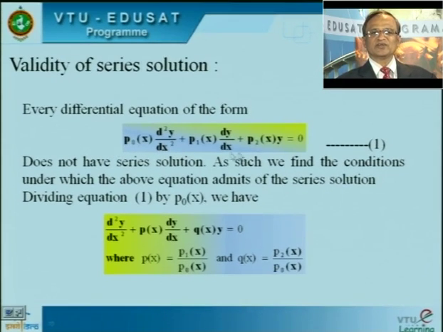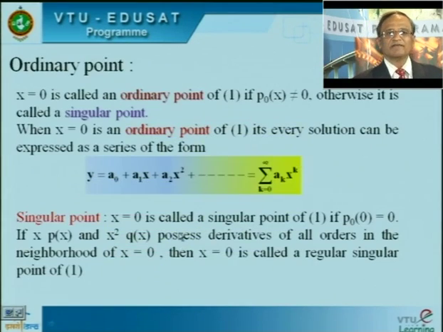Here I am going to divide equation 1 by P naught x throughout, and the equation can be written down. P naught x divided by P naught x means the coefficient of d square y upon dx square becomes 1, plus P1 x divided by P naught x can be written as some function, say P of x, into dy by dx. P2 x divided by P naught x can be written as some function, say Q of x, into y is equal to 0. So, P of x is equal to P1 by P naught, Q of x is equal to P2 by P naught. It means the given equation can be written in this form.